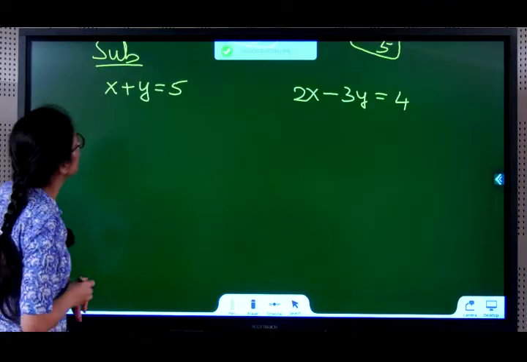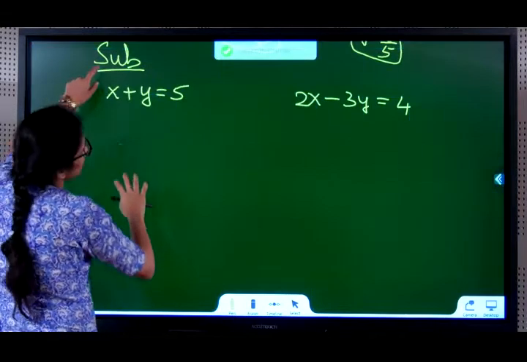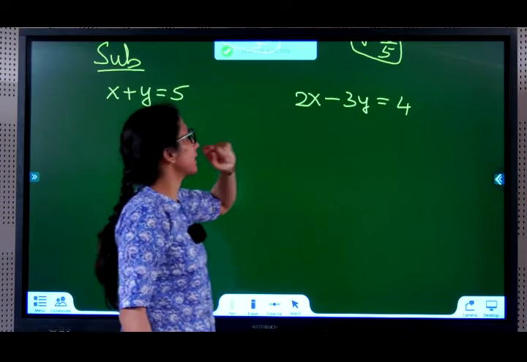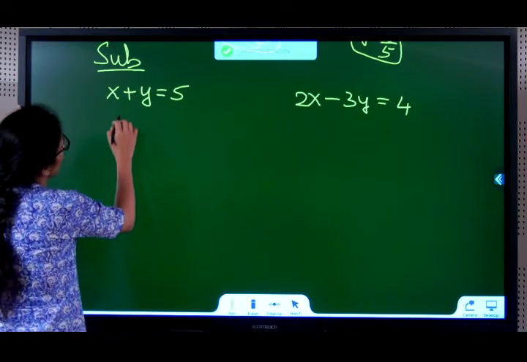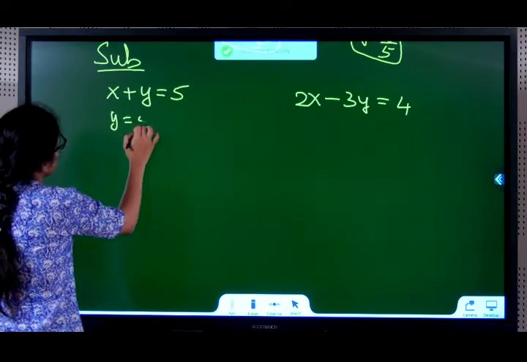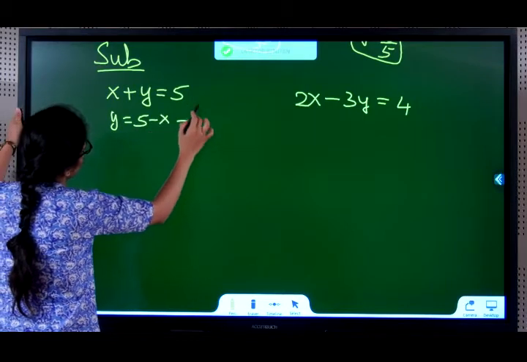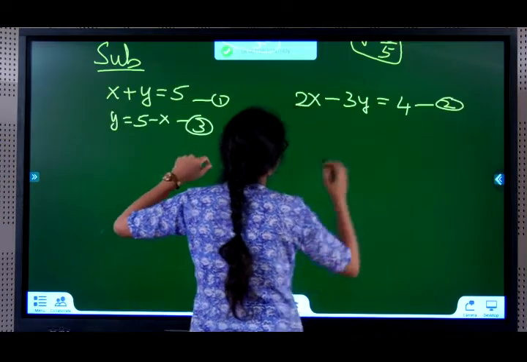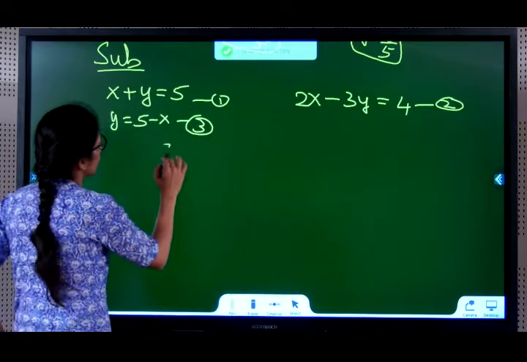Now doing the same problem using substitution. Write down substitution. Over there write down elimination. x plus y is equal to 5. 2x minus 3y is equal to 4. So y is equal to 5 minus x. Let's call this 1. This is 2 and this is 3. Right? So substituting 3 in 2.